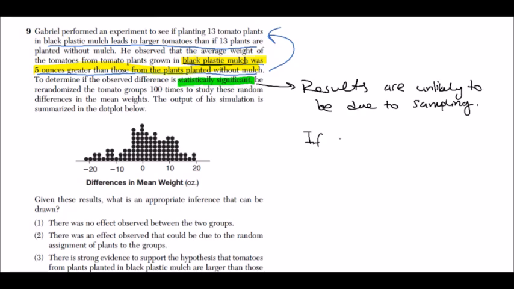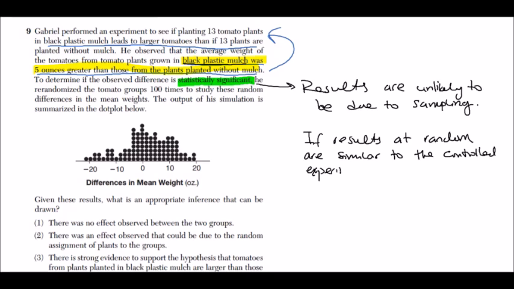So, if the results at random, or randomized results, are similar to the controlled experiment, the results are not statistically significant because, well, then we could have just gotten it randomly.